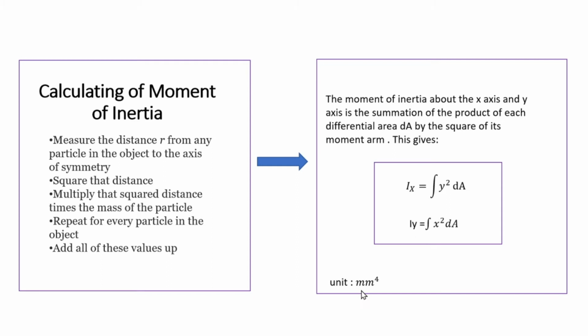And then, syempre guys, yung units niya will be different. Kasi nga, diba, sa ating physics, minumultiply yung square distance sa kanyang mass of the particle. So, therefore, yung units niya will be kilogram multiplied by the square meter.